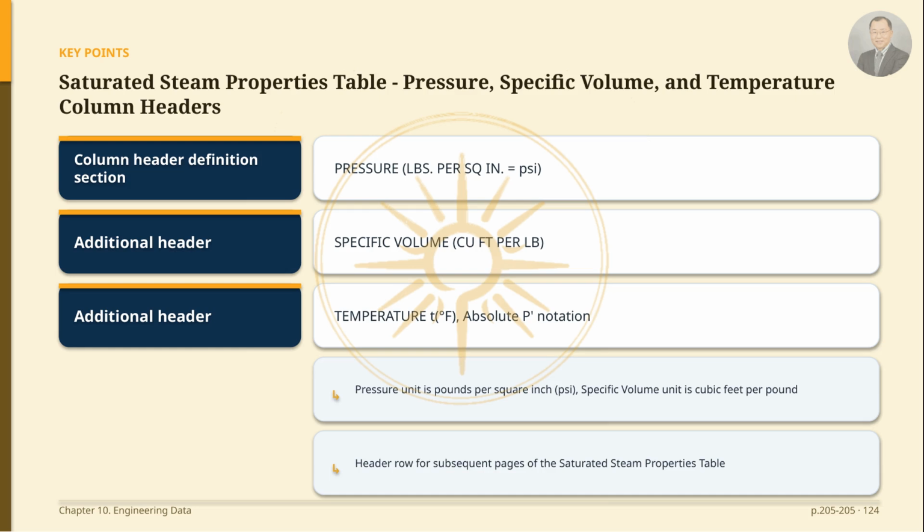I'd like to introduce the column header row of the subsequent pages in the saturated steam properties table. This section defines the headers for pressure, specific volume, and temperature. Pressure is denoted in pounds per square inch, or PSI, and specific volume uses cubic feet per pound. The temperature item is the T value expressed in degrees Fahrenheit, and absolute pressure is represented by the symbol absolute P. This header row serves to distinguish whether the following numerical columns represent pressure, specific volume, or temperature.